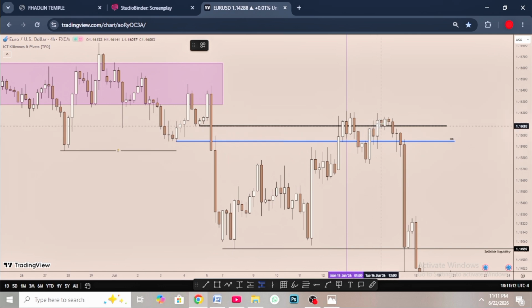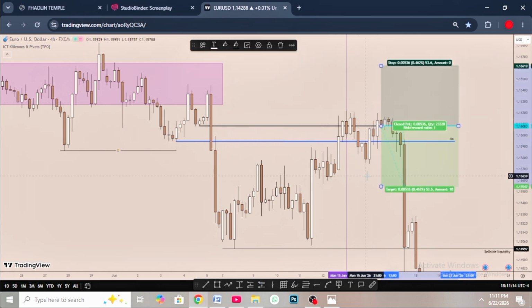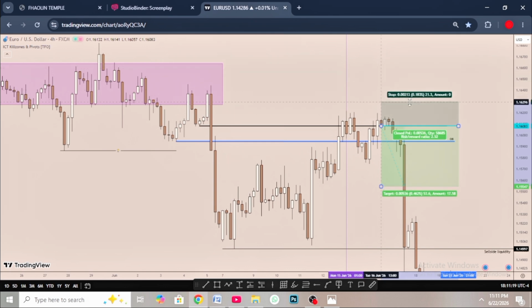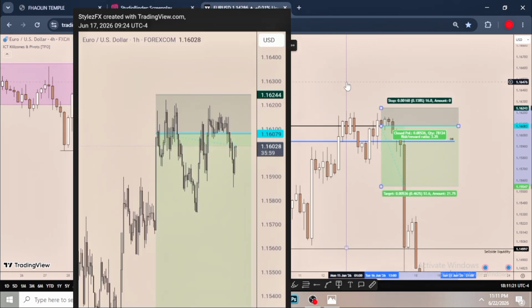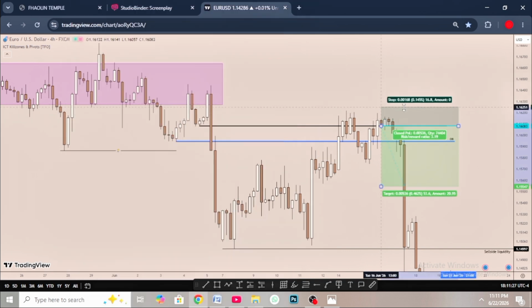So on Wednesday FOMC, when I saw that this push failed to take out this high, I took my entry right here, kept it above here. Let me take this out so you can see. So my entry was right above here, just above that region, and then I targeted 4R.